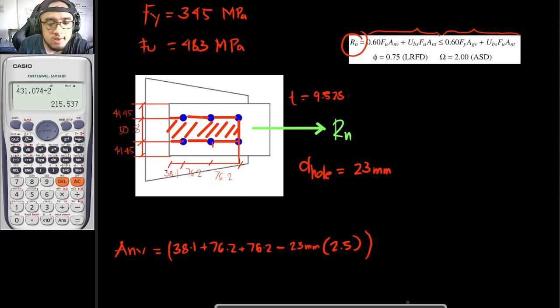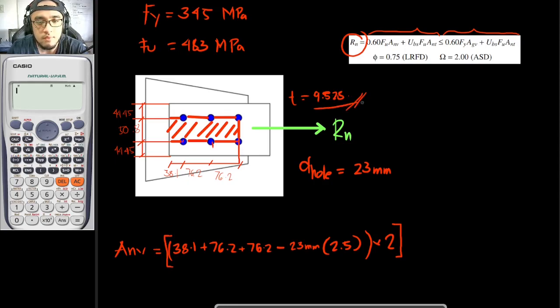But take note, guys, that we have two shear areas. So this shear area right here is identical to this one right here. So I would just be multiplying this by 2. For your net shear area, you must multiply this dimension right here by your thickness 9.525.